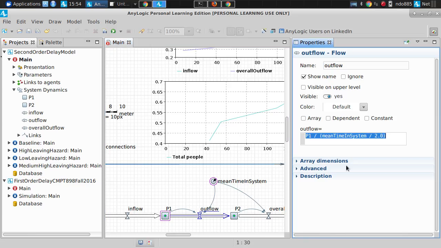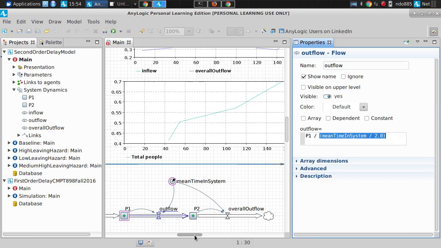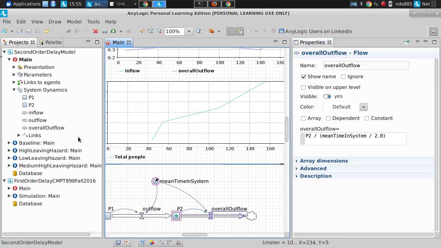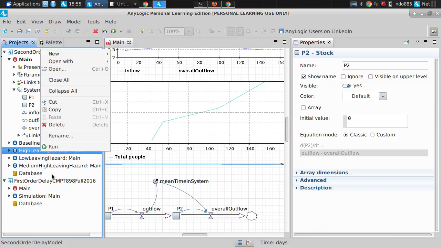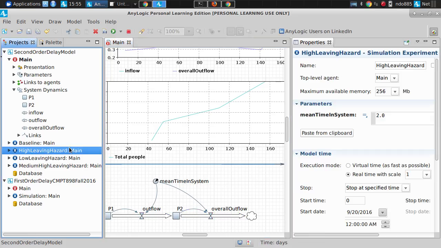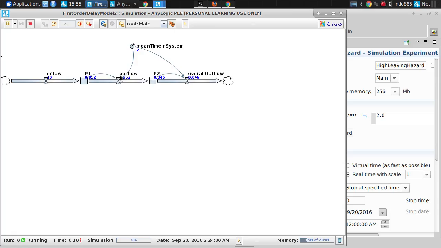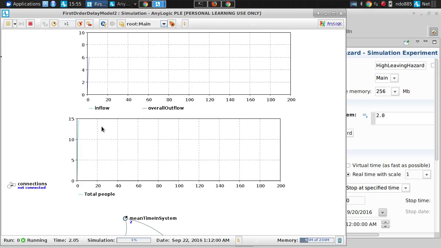So this one is a first order delay depending on P1 with half the amount of mean time in system. This one depends on P2 in the same sort of way. Initial value P2? P2 is 0 initially. Thank you. 0. Okay. And ladies and gentlemen, if you run it, you will see somewhat different behavior than we saw last time, and I want you to tell me how that is.